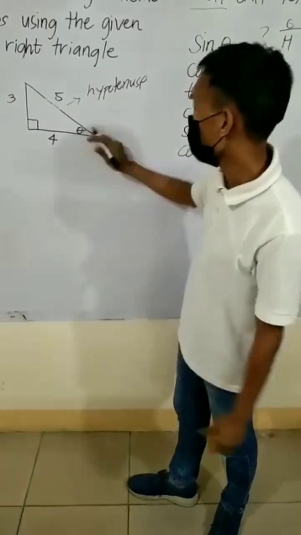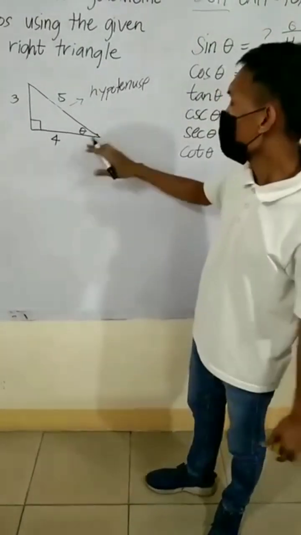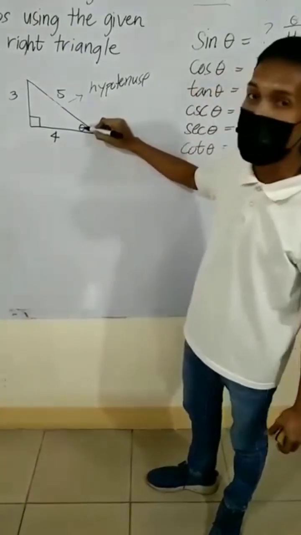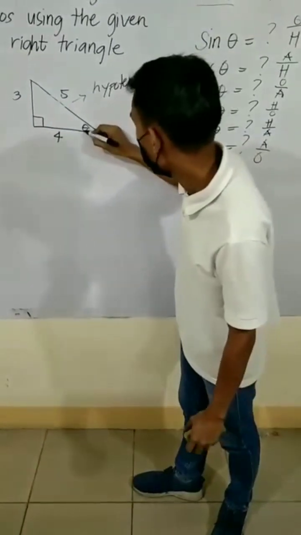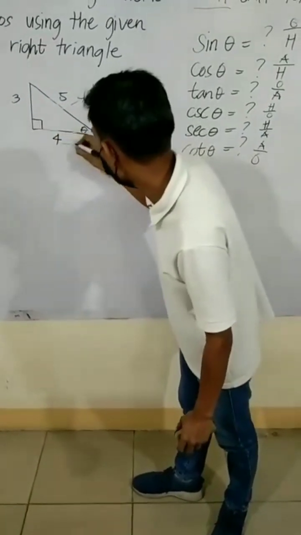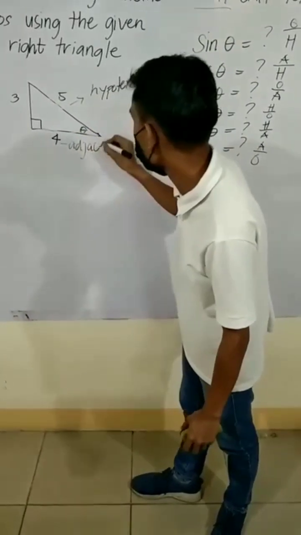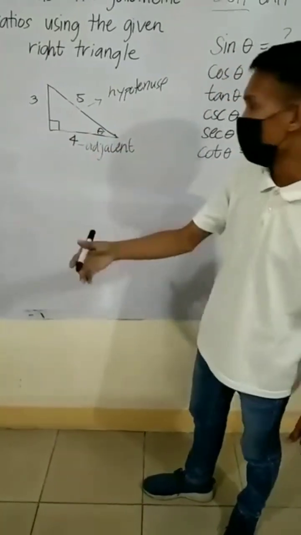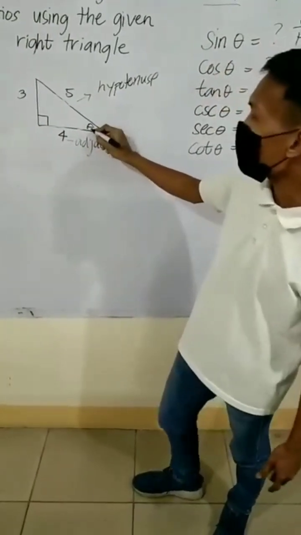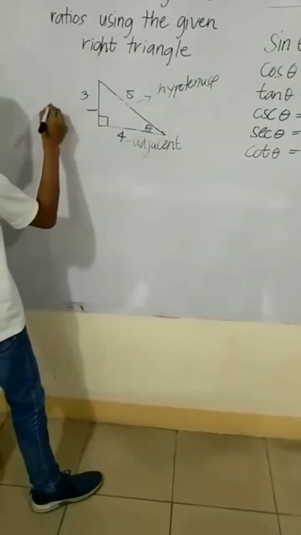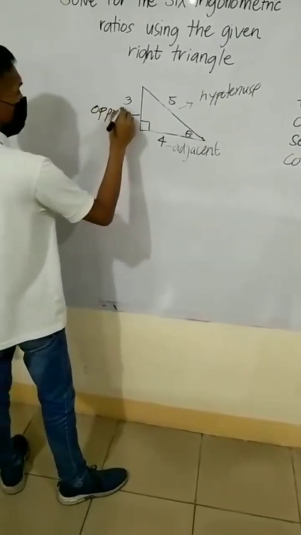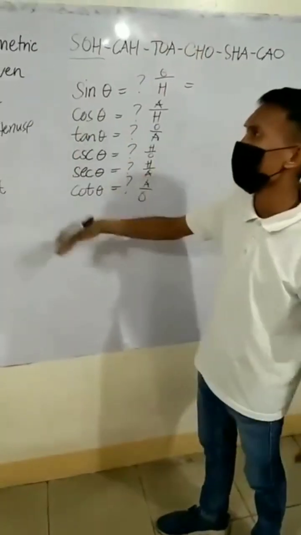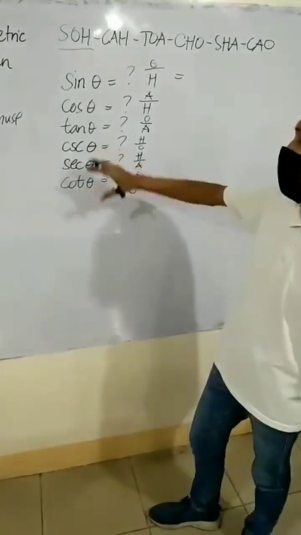So if this is our reference angle, the side that is closest or closer to this angle is the adjacent. So this is the adjacent side based on our reference angle. Now, the side opposite to this is of course the opposite side. So this is our reference angle, so the opposite side would be this one. So this is the opposite side.